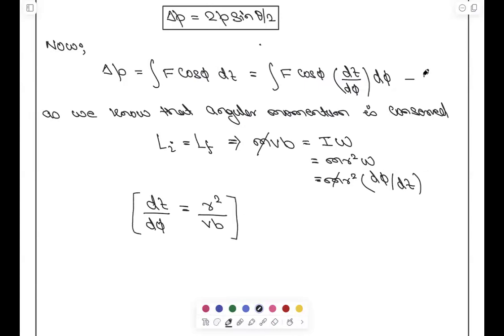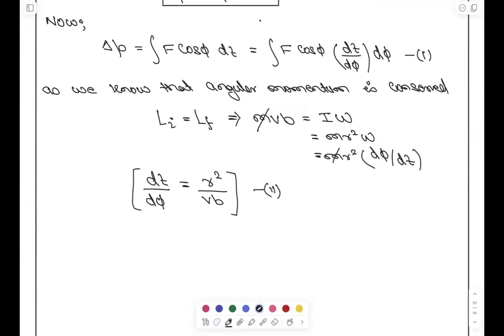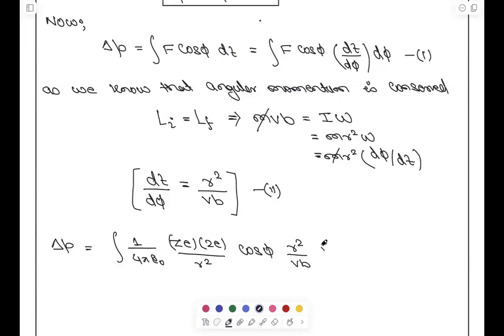Now put it in equation number 1. 1, 2 जो बोलना है बोलो. I should be writing equations. Put this value in equation number 1. So your delta p will simply become integration f cos phi. इसको लिखिए दो ना, पूरा लिख देते हैं। What is f? It is 1 upon 4 pi epsilon naught ze into 2e by r square into cos phi into r square by vb into d phi.